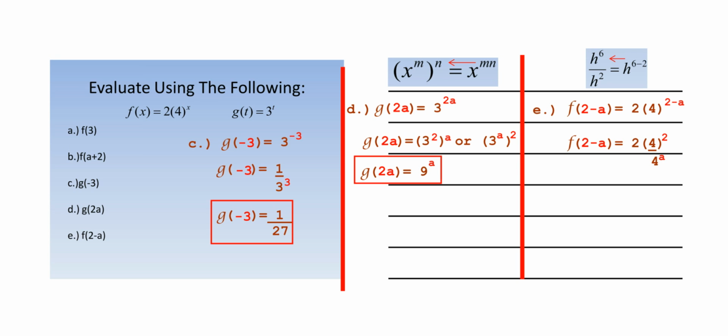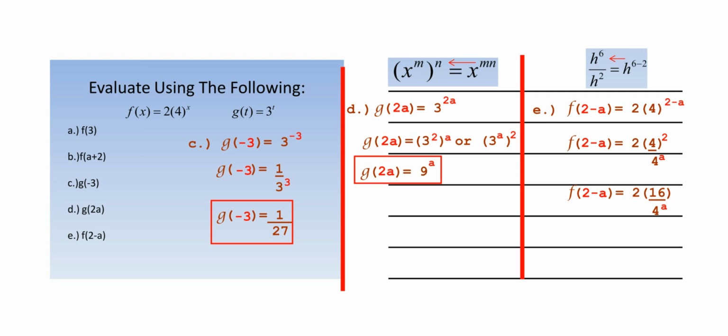Okay, so now let's simplify. 4 squared, 4 times 4 is 16. So we're able to simplify the top. So f of 2 minus a gives us 2 times 16 divided by 4 to the power of a. So there we go, we simplified it. And now we can actually multiply. Do realize that 2 only multiplies once. You're welcome to put a 1 underneath. In other words, this would be 2 over 1 times 16 over 4 to the power of a.